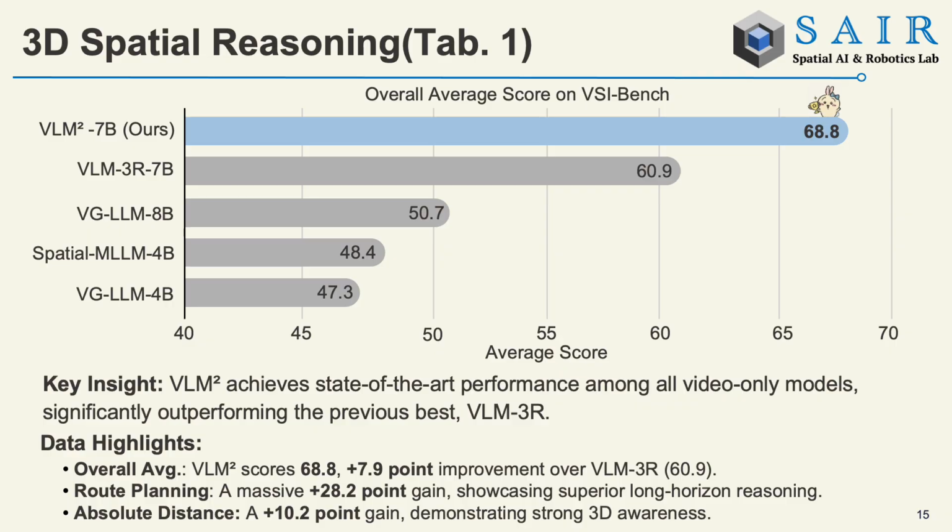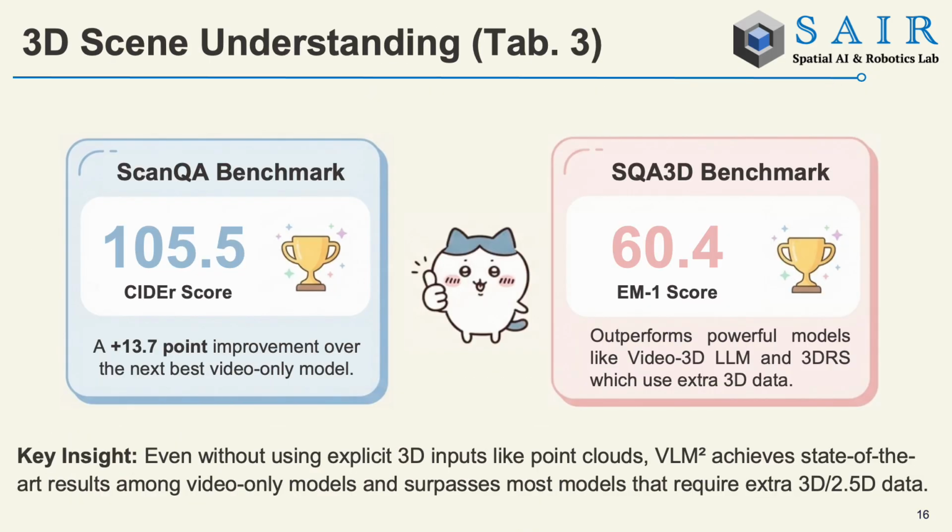On VSI Bench, VLM² reaches an average score of 68.8, outperforming the previous best by 7.9 points. The gains are especially large in route planning, at 28.2 points, and absolute distance, at 10.2 points, evidence for both memory and 3D awareness. On ScanQA, VLM² achieves a CIDEr score of 105.5, 13.7 points above the next best video-only model. It also scores 60.4 on ScanQuadrica 3D. Using video alone, it matches or approaches methods that require additional point cloud or depth inputs.